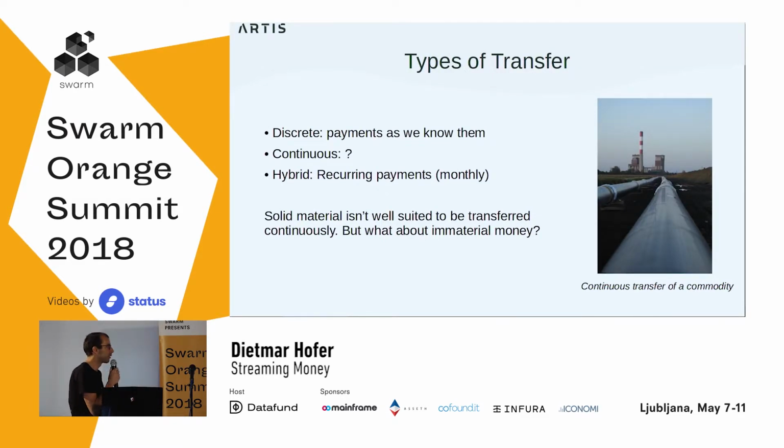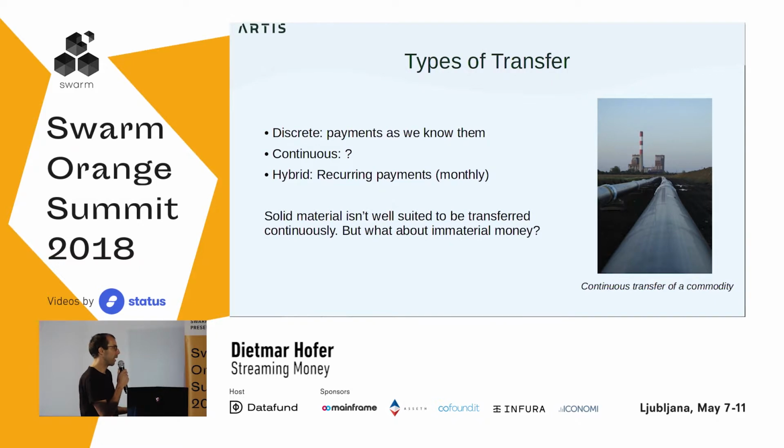And related to that, types of transfer. So the money transfer, as we know it, is always discrete. It's in a point in time. For example, if on Ethereum you make a transfer, you have a receiver address and you have an amount, and it happens in a point in time. Continuous, we don't really have that.